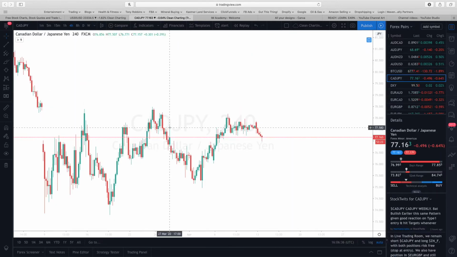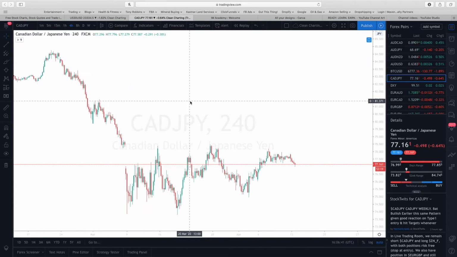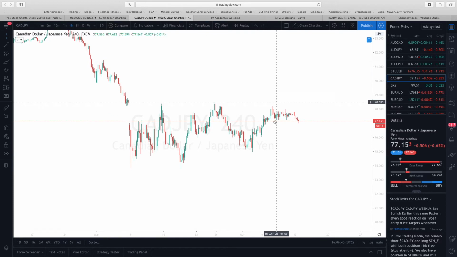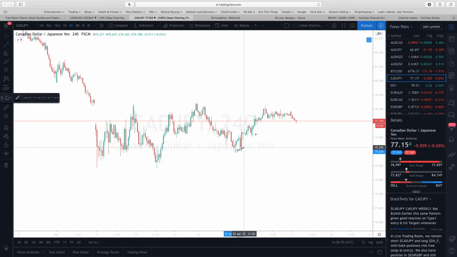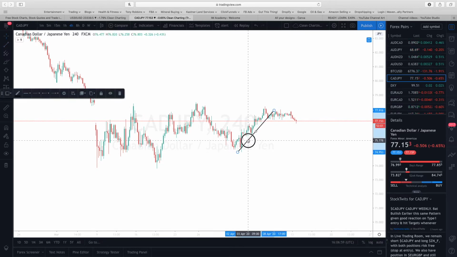So let's go 4 hour on CADJPY. So right here, here's a perfect example of what I'm talking about. Right now, on the 4 hour time frame, really what I'm seeing is a lot of consolidation. So this is more of a consolidation at the moment. Yes, we did have, if you really, really wanted to, you could have marked this as an uptrend. Because of where this is, I don't know if I necessarily would have traded that.